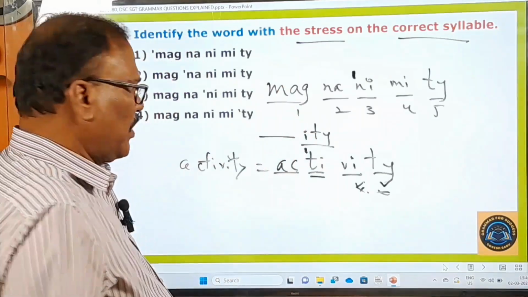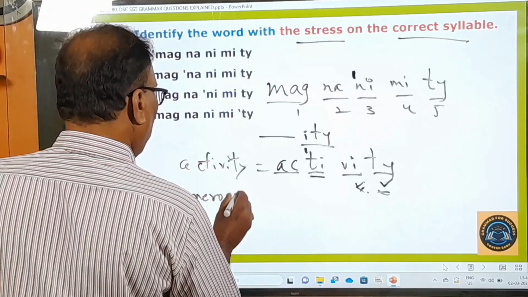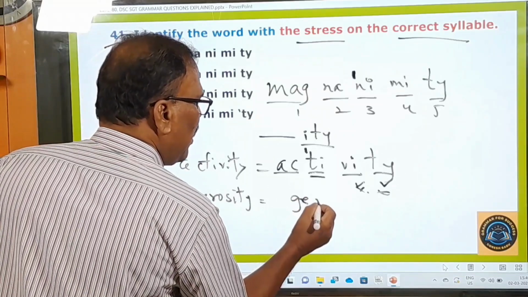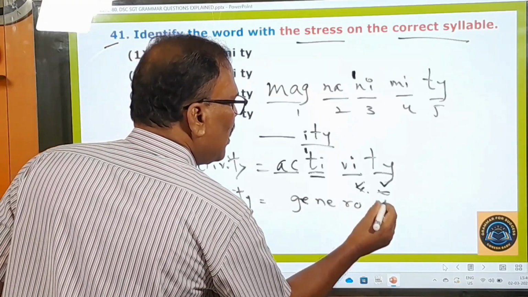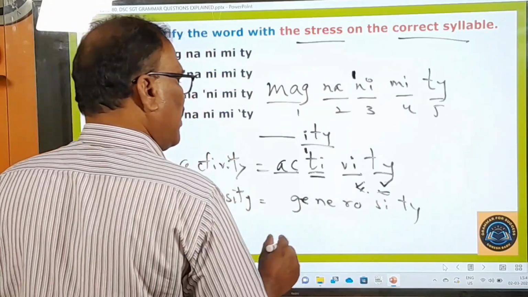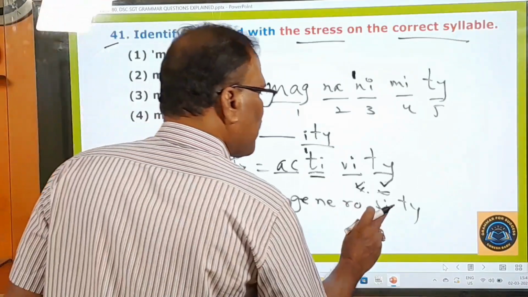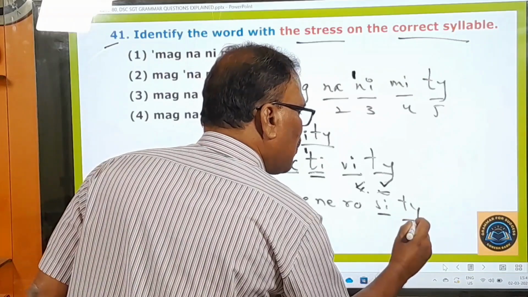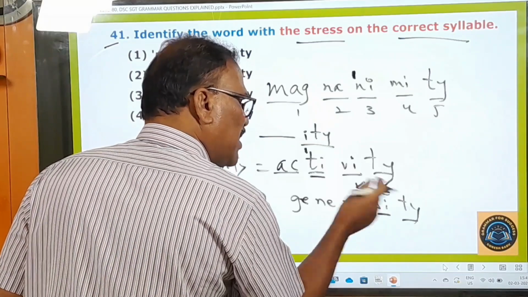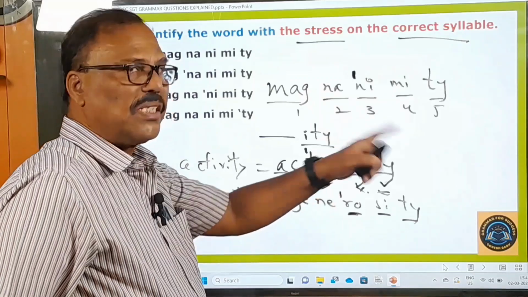One more example I would like to give you here. Generosity. You know very well. Okay, all of you know very well. Generosity. Here, how do you cut the word into syllables? Again 5 syllables are there in this. So what is the syllable preceding the suffix? Where is the suffix? ITY. So the suffix is in these 2 syllables. So what will be the syllable preceding the suffix? This row is the syllable preceding the suffix. So the stress is now used on this. So you have to say generosity.